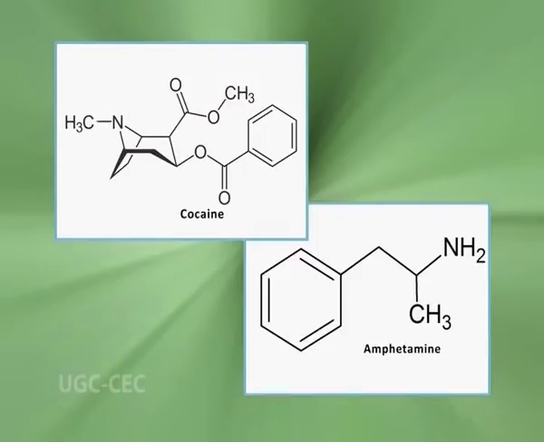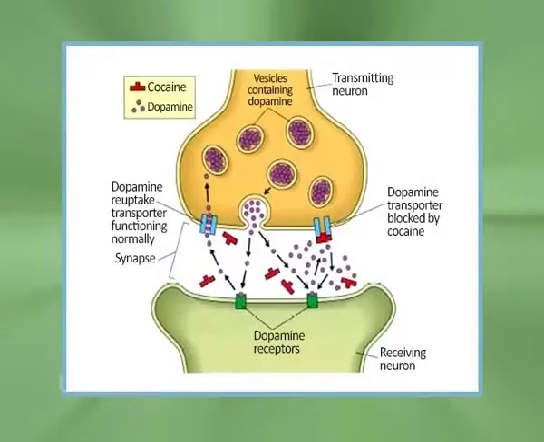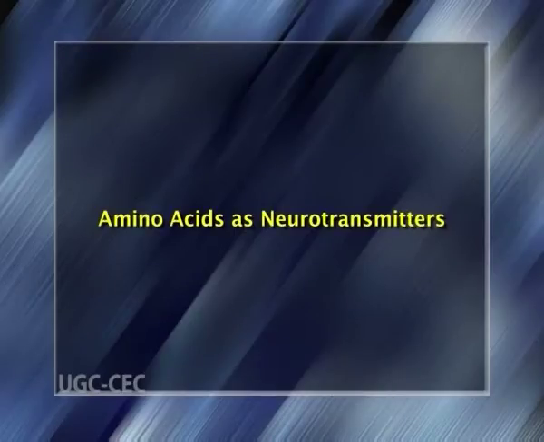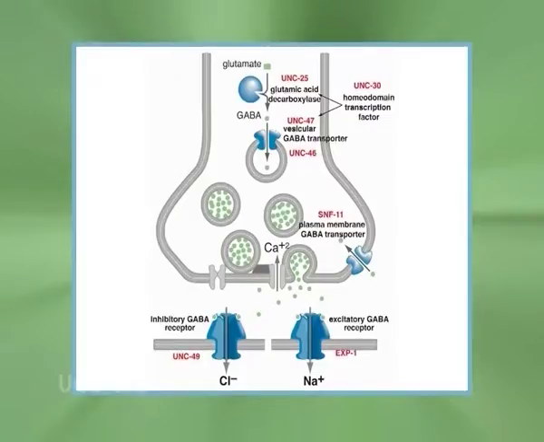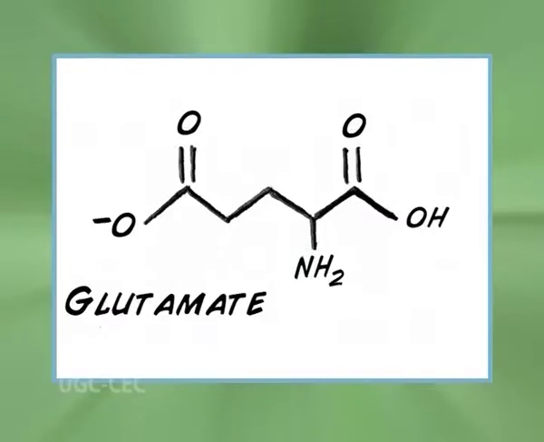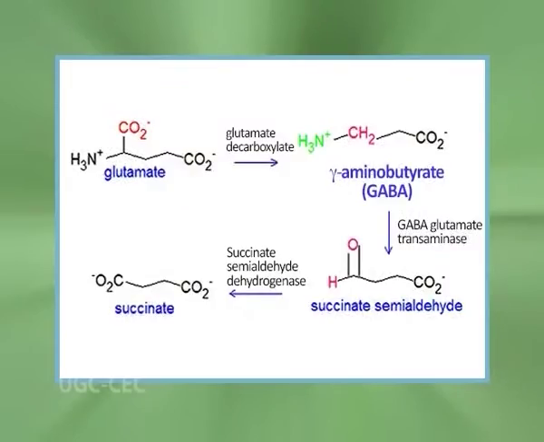Addictive drugs such as cocaine and amphetamine exert their effects primarily on the dopamine system, while addictive opiates and functional analogues of the opioid peptides regulate dopamine levels. Now we have amino acids as neurotransmitters. Glutamate and gamma-aminobutyric acid, that is GABA, are amino acid based neurotransmitters. The most prevalent transmitter in the human brain is glutamate, which promotes excitatory effects by increasing the probability that the target cell will fire an action potential.